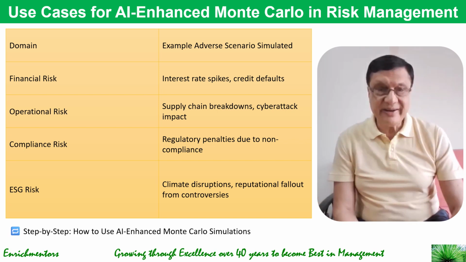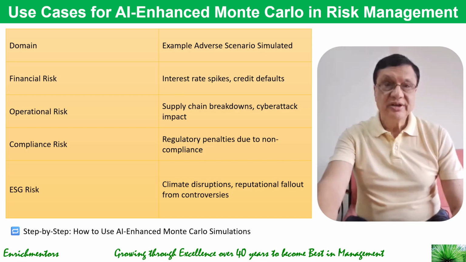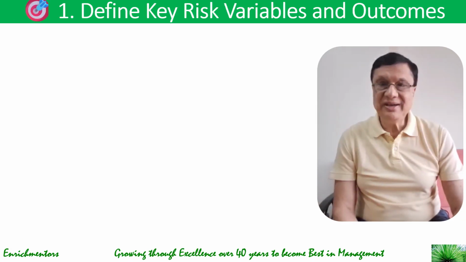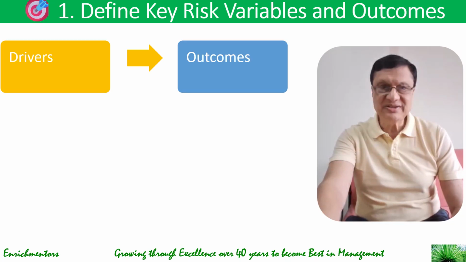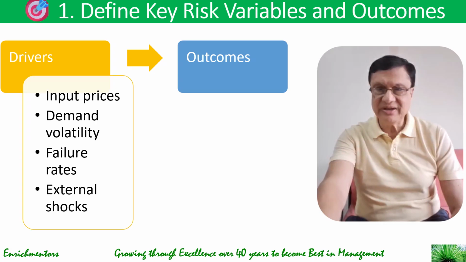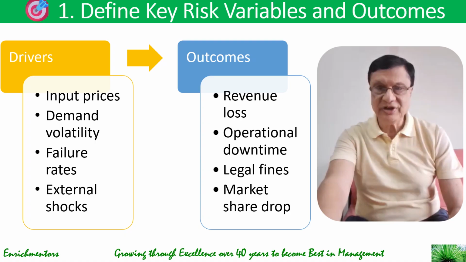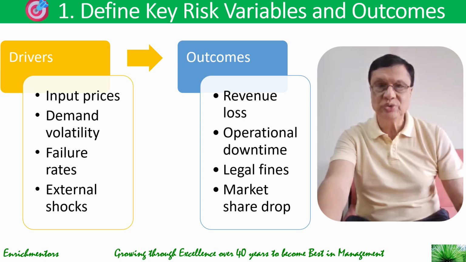Now let's take a look at the steps that you can take to use AI-enhanced Monte Carlo simulations. So first step would be to define the key variables and the outcomes. And what are these variables and the outcomes? In terms of the drivers, you have input prices, demand volatility, failure rates, and external shocks as examples. And in outcomes, you could have things like revenue loss, operational downtime, legal fines, and market share drop. But you could define them the way you want. You need to define what outcomes you want to simulate and accordingly pick the drivers.